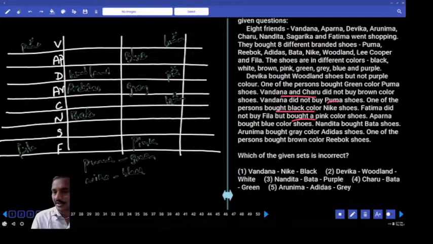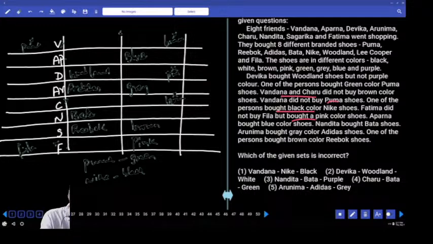Adidas shoes. And one of the persons bought brown color Reebok. Reebok and brown must be together. Brown cannot be here, Reebok cannot be here. And who is this person? Sagarika bought Reebok. And Reebok, what is the color? Brown color, isn't it? Then Puma and green color.